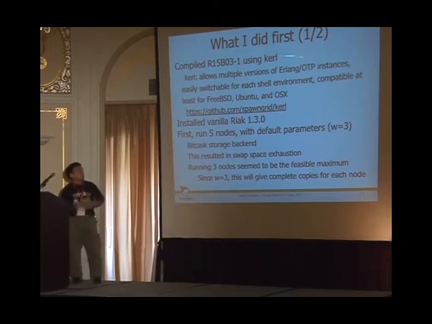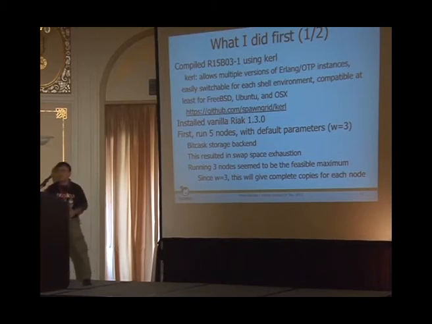So what I did first was to compile our own R15B03 using kerl. Kerl is a utility which allows multiple versions of Erlang OTP instances, easily switchable for each shell environment. And I've tested kerl on FreeBSD, Ubuntu, and OS X. In all of these environments, kerl works marvelously, very easy. So if you have to switch between many versions of Erlang, I suggest you use kerl.